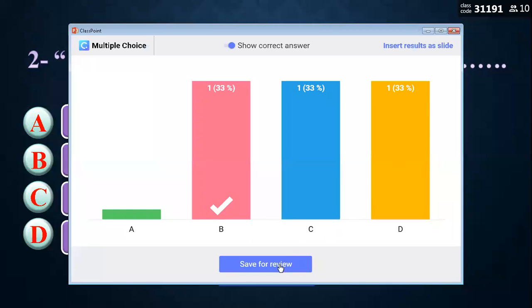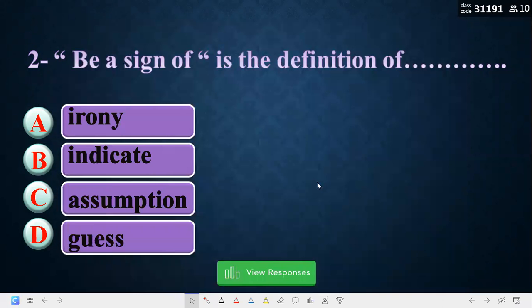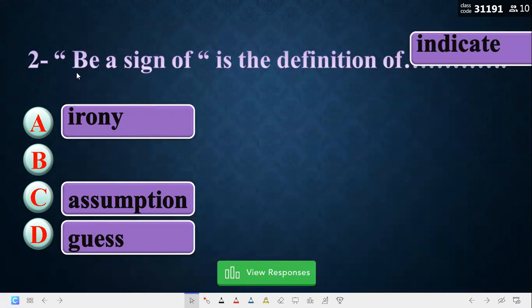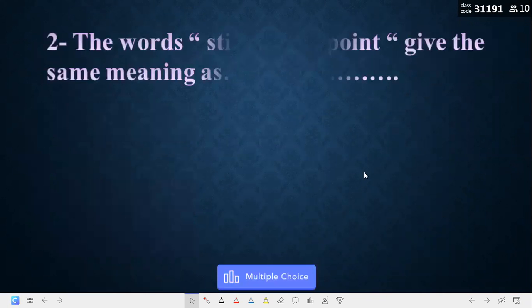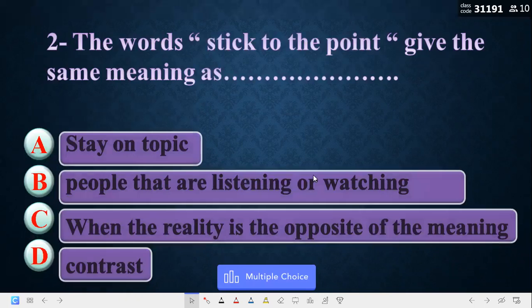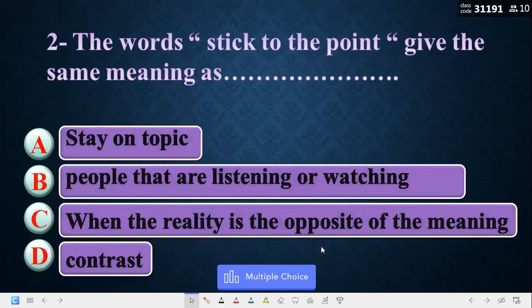Okay, now let's see the answer, my dear students. Okay, as you see, for question number 2, be a sign of is the definition of indicate. Okay, okay. Now let's go to the last question, question number 3. I want you to look carefully at this question, and I want you to answer it in a correct way. Okay, I want you to think carefully, then choose the right answer. Okay, let's start.